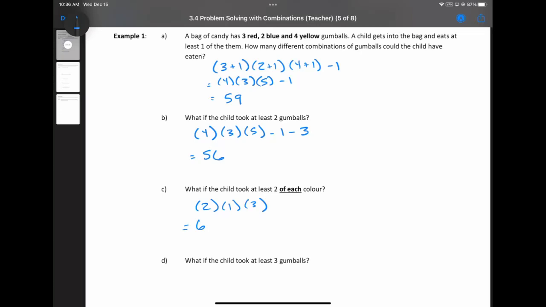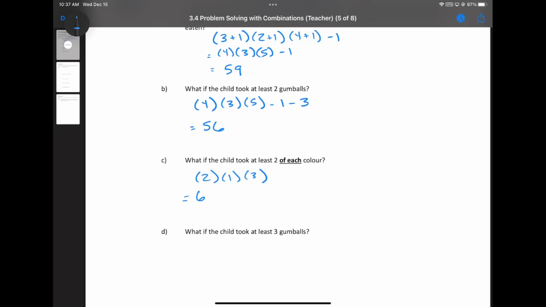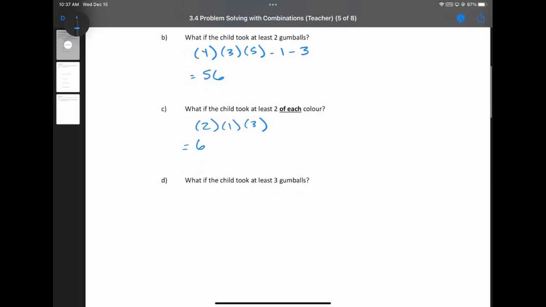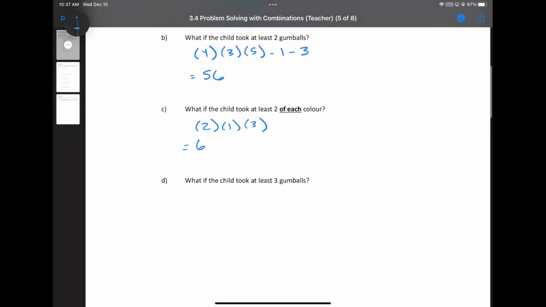Okay, now it looks like I broke the pattern on these about at least 1 gumball, at least 2 gumballs, and now we're getting to at least 3, but I put that other one in the middle. It's because the 3 gumballs is actually a little bit more challenging than the other. Okay, so here's the way to think about it. I should just make a little note here. We have 3 red, 2 blue, 4 yellow.